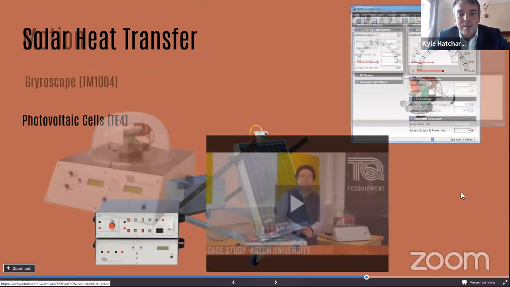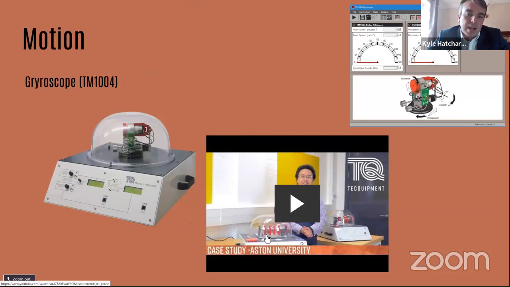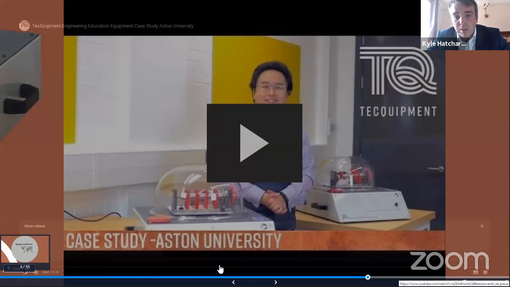So we mentioned simple harmonic motion and how that evolves into compound pendulum theory, and obviously acceleration, and how forces affect the acceleration and the gravity of an object. So the gyroscope piece of equipment really allows students to understand the theory and the mechanical principles behind that, and obviously that relates back into the physics syllabus as well.